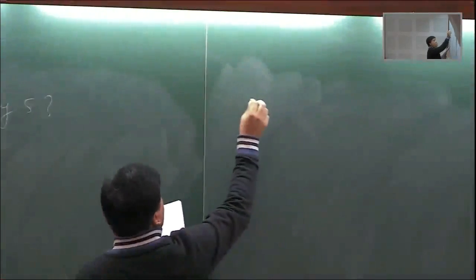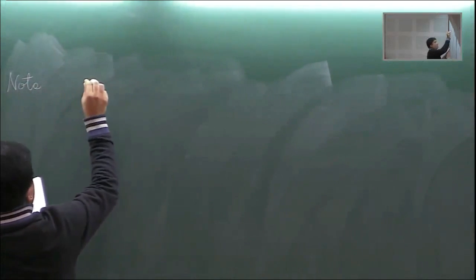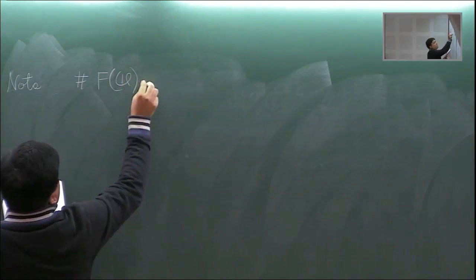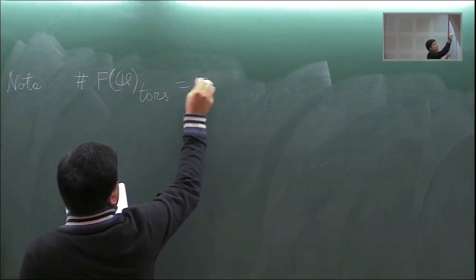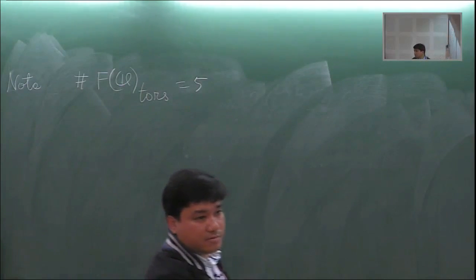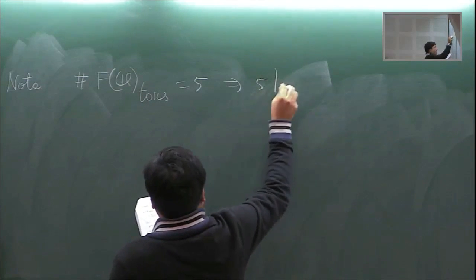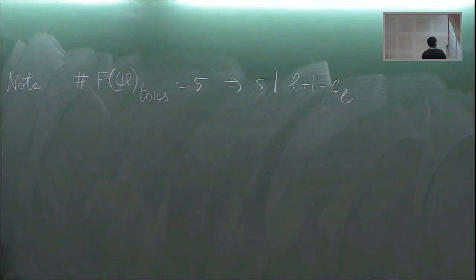So the number of points, this can be calculated. So note that the number of points on E over F_q is equal to 5. Okay, this you can calculate. And then this implies that 5 divides L plus 1 minus c_L. c_L is the Fourier coefficient for this form, and it will also be congruent to the Fourier coefficient for this ALF.